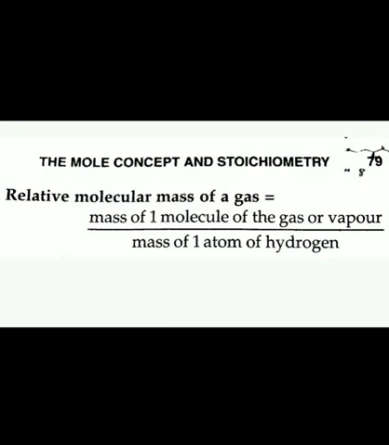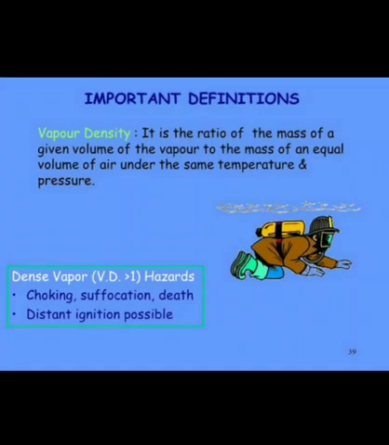So what is vapor density? I have discussed that molecular mass is equal to 2 into vapor density. Now you know what relative molecular mass is. Then now let's discuss vapor density. Vapor density is defined as the ratio between the mass of a certain volume of the gas or vapor and the mass of an equal volume of hydrogen under the same conditions of temperature and pressure. This is the definition of vapor density.